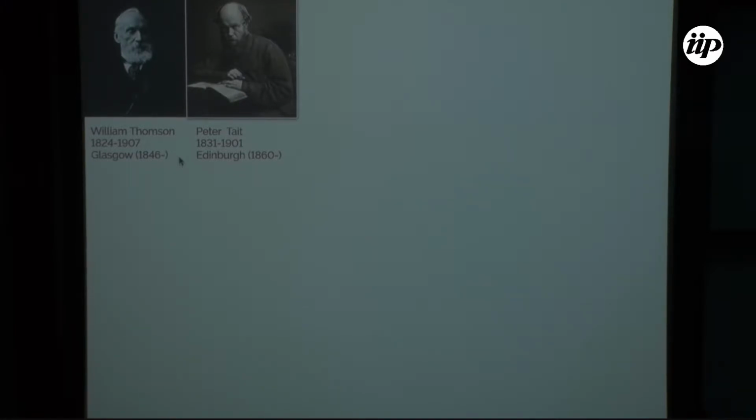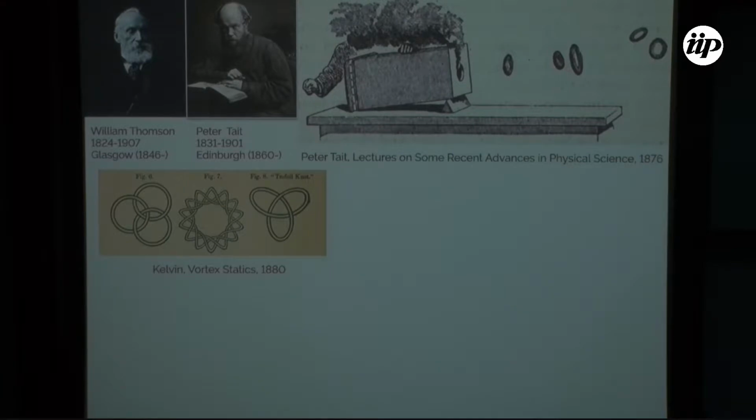And it was really Tait, if you're familiar with Kelvin's ideas of elements being distinguished by different knots in the ether, it was really Tait that provoked this idea. And so here's a nice sketch of one of Peter Tait's experiments. I don't know where this was performed, but one of the first people to have a generator of vortex rings.